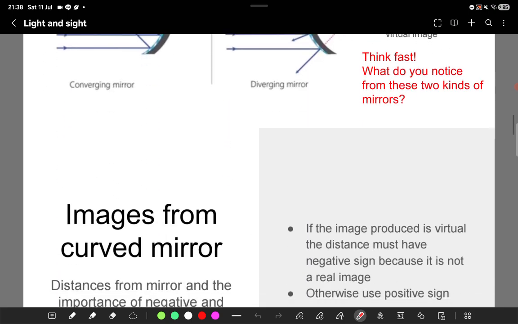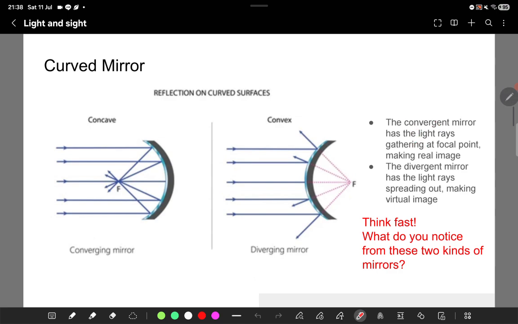Next up, that is what we noticed. The convergent mirror has the light rays gathering at the focal point, making a real image. The divergent mirror has the light rays spreading out, making a virtual image.